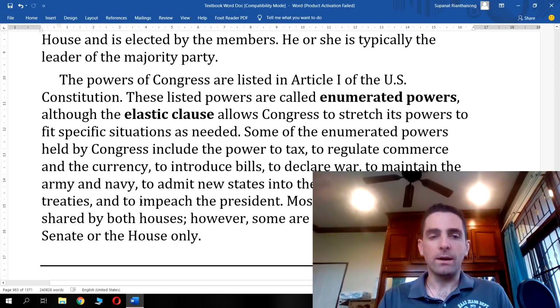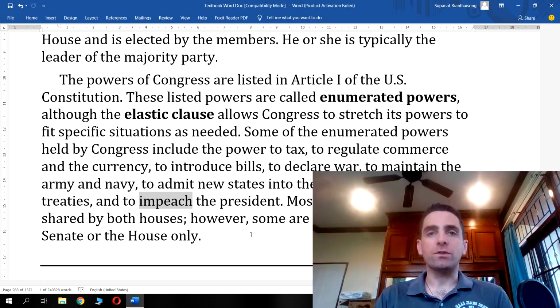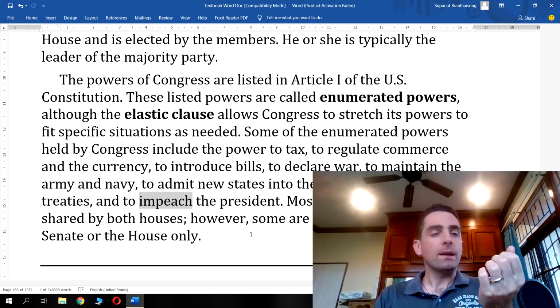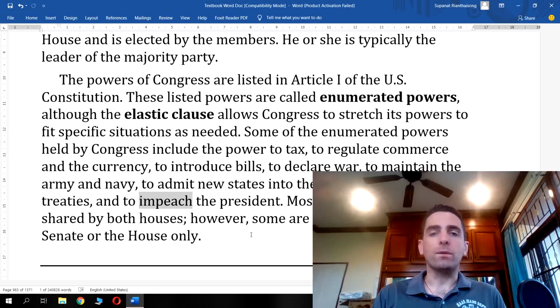Okay, impeach. Those not from the US may not know what impeach the president means. It means kick the president out. If the president is doing something unconstitutional or something illegal, perhaps, Congress might think enough is enough, let's kick this person out. And they can do that. So you can see Congress is very, very powerful.